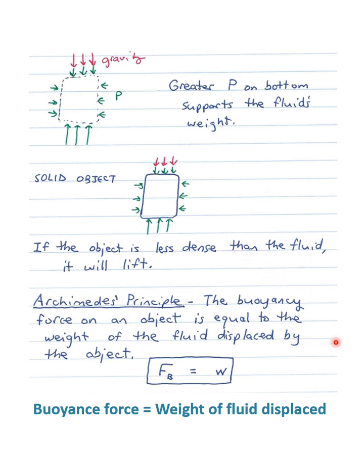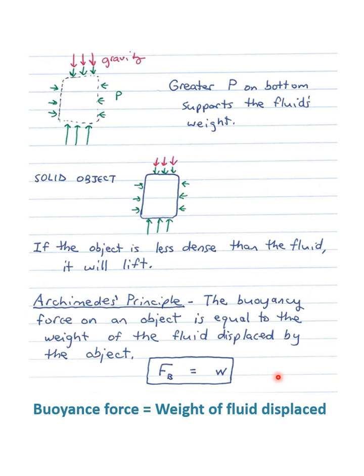And this brings us to Archimedes' principle. Archimedes' principle says that the buoyancy force on an object, that's those arrows that are pointing upwards, is equal to the weight of the fluid displaced by the object. And you can see this in its simplest terms in this equation at the bottom of the screen. The buoyancy force equals the weight of the fluid displaced. So F sub B, the buoyancy force, equals weight.